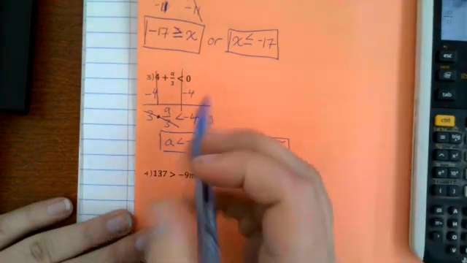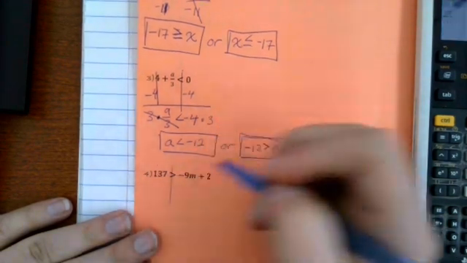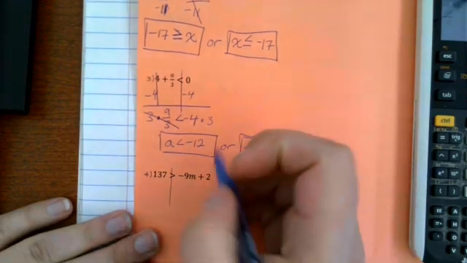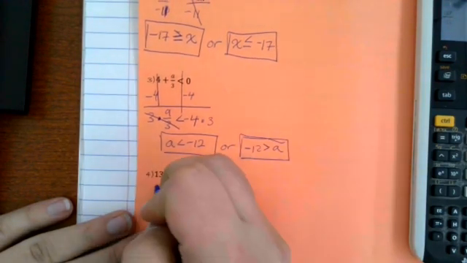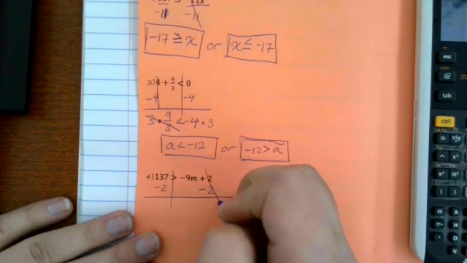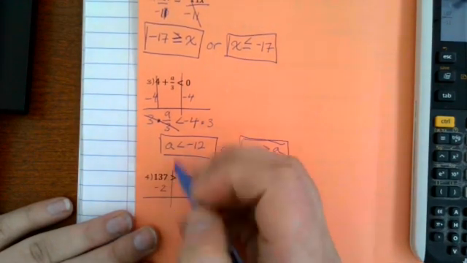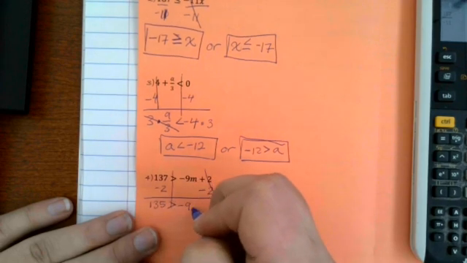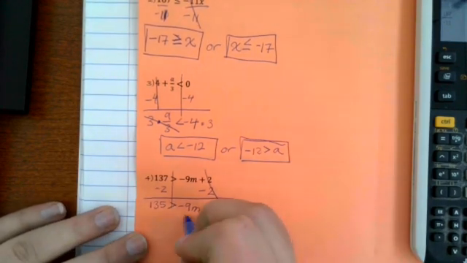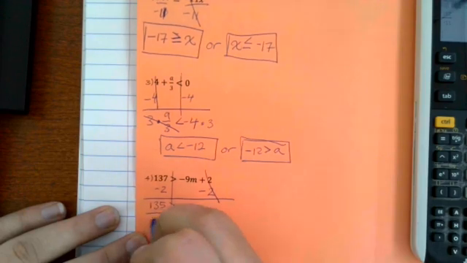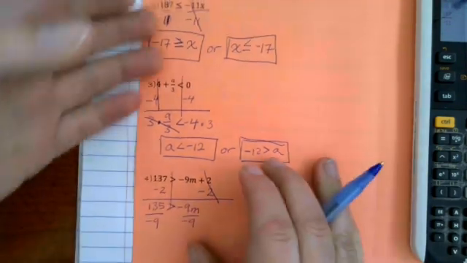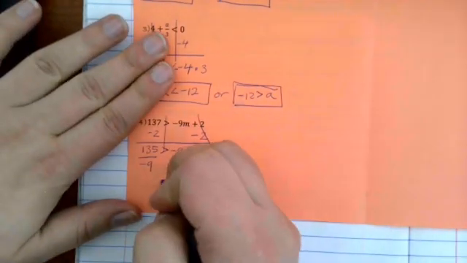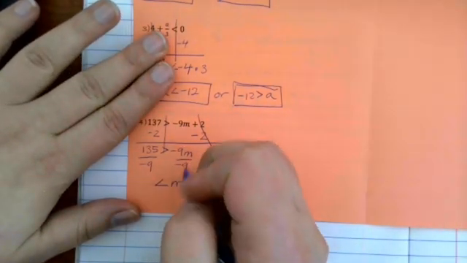Last one for today. First things I'm going to check for. Don't need to distribute. Can't combine like terms. So I'm going to subtract 2 from both sides. 137 take away 2. 135. Divide by negative 9. Dividing by a negative. Need to flip the inequality sign.